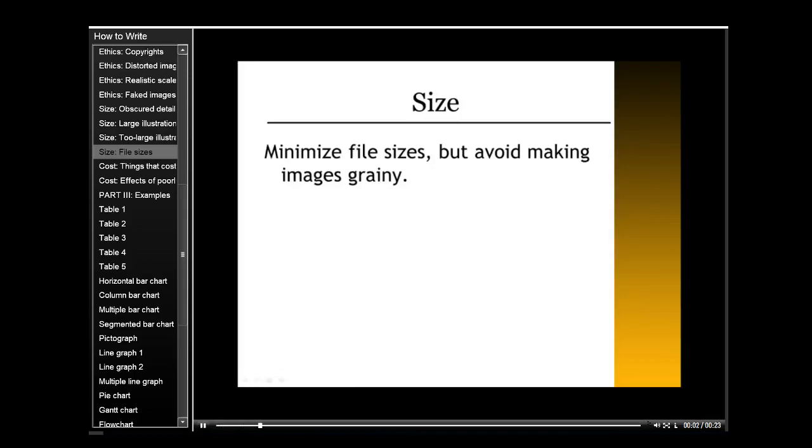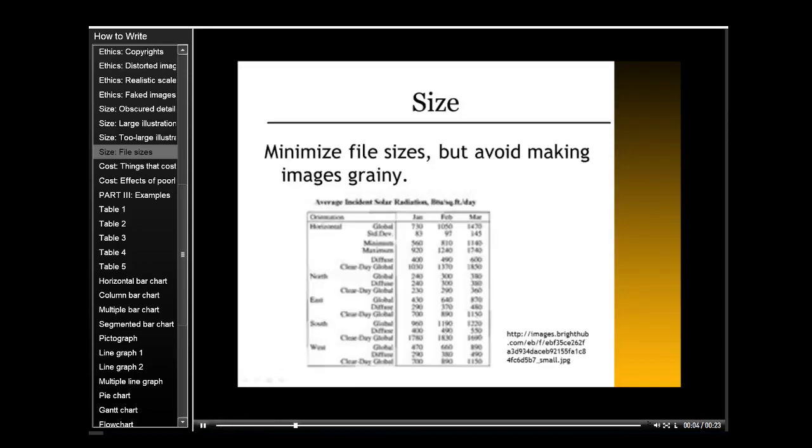You want to minimize the file size if you can, but you want to avoid making your images grainy. If you compress things down too far, you lose resolution. At the same time, if you leave your images really, really big, you get massive, massive files. It can choke your computer, make it run really slowly and or crash.